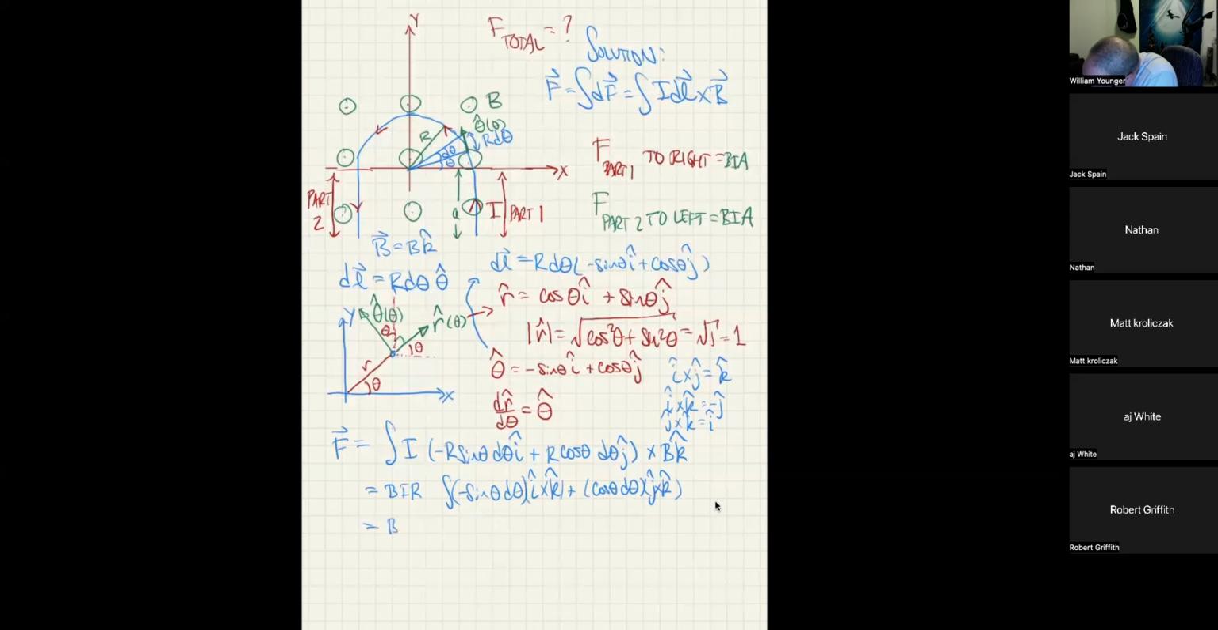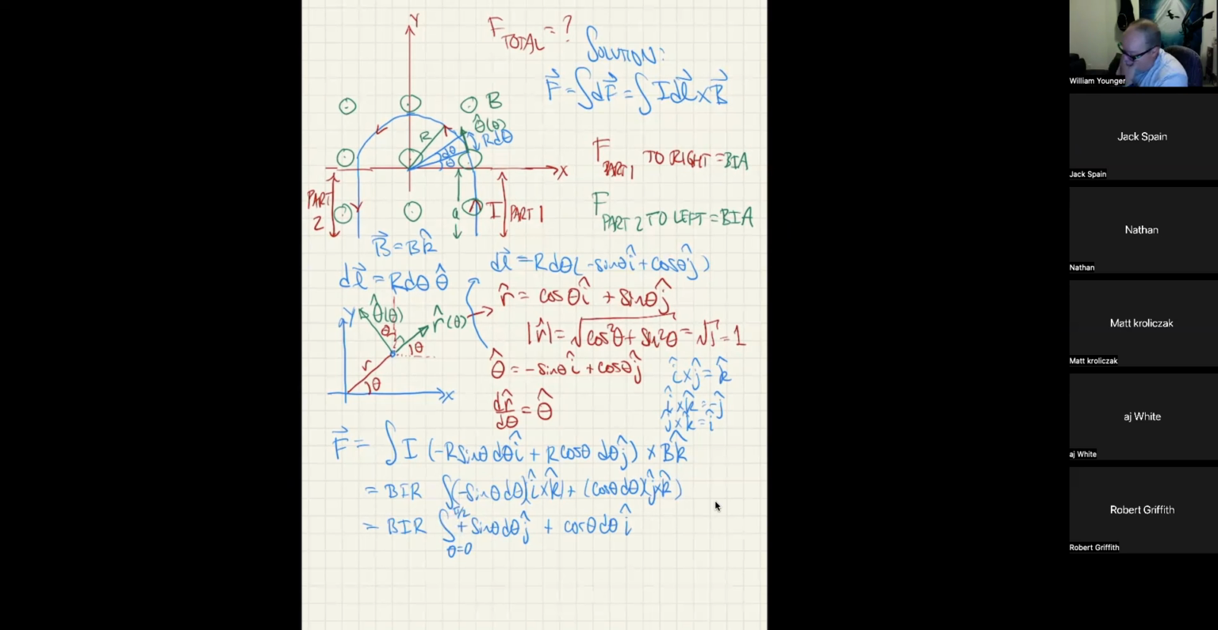So I get b I r times the integral of i hat cross k hat. That means basically negative j hat, so that's going to become positive sine theta d theta j hat. And j hat cross k hat is going to give me i hat, so that's going to be cosine theta d theta i hat. And I'm going to integrate from theta equals 0 to pi over 2.